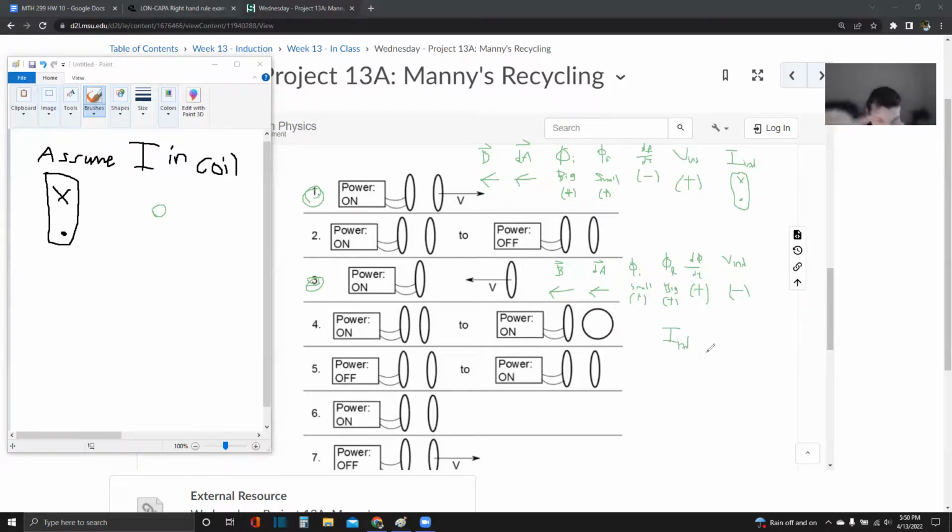Our area vector points to the left, and instead we're going to point to the right, and we're going like this. So it looks like we're going out of the page, and then into the page. It looks like it's the opposite.